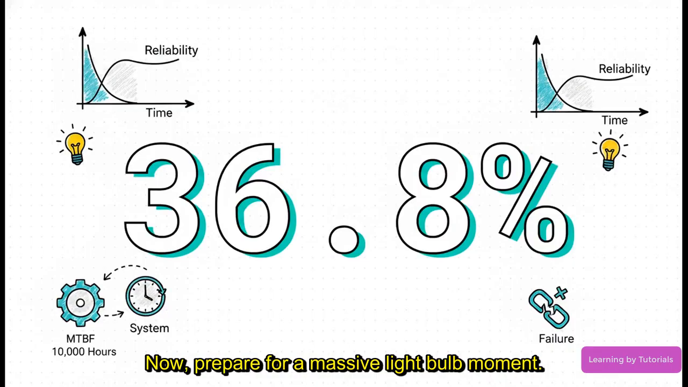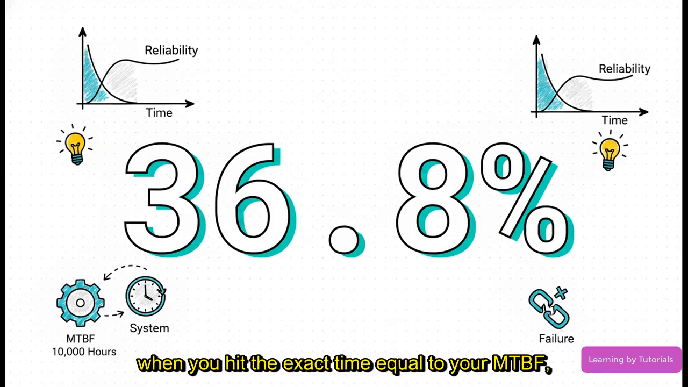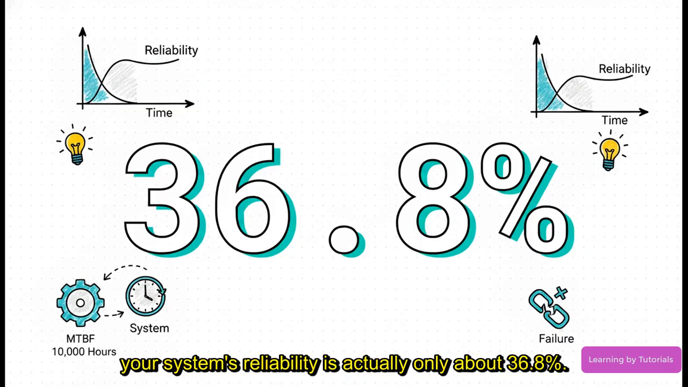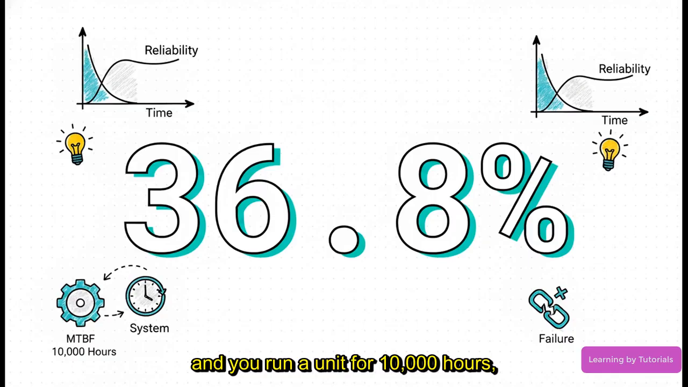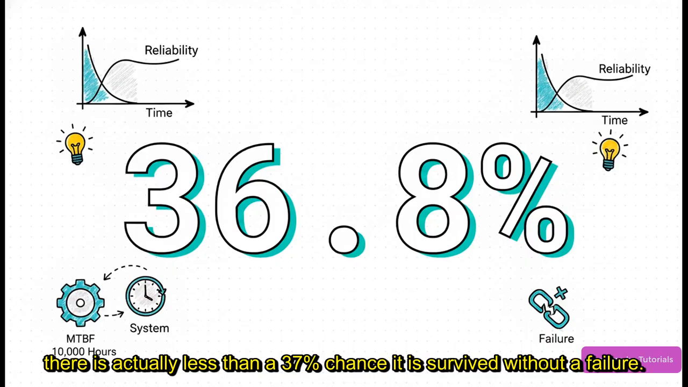Now, prepare for a massive light bulb moment. Under a standard exponential reliability model, when you hit the exact time equal to your MTBF, your system's reliability is actually only about 36.8%, not 50%. Crazy, right? So if your MTBF is 10,000 hours and you run a unit for 10,000 hours, there is actually less than a 37% chance it has survived without a failure.